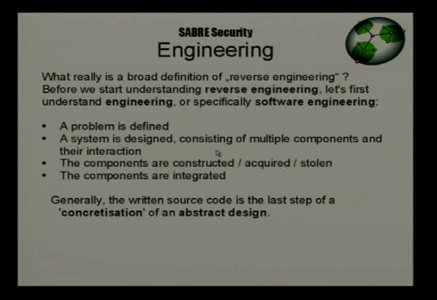And then you construct these components, or you buy them, or you steal them, or whatever. And then finally you integrate them, make them all work together, and hopefully your problem is solved. So in software, this means that the source code that you actually compile is the last step of a concretization process, where you start with an abstract design, an abstract understanding of your problem, an abstract understanding of the solution you want to build, and then you build it on the source level. Once you have the source code, that's the last step of the engineering process. Then it's just compilation and running, testing, selling.